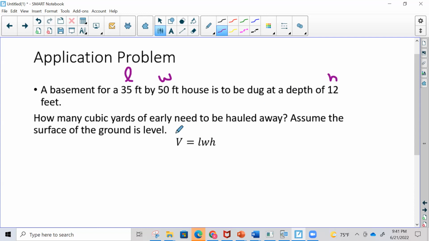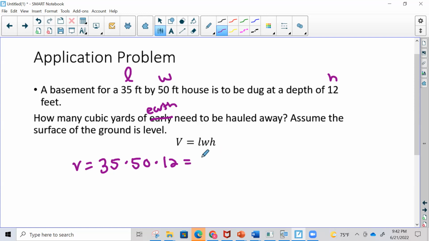How many cubic yards of, this should say earth, needs to be hauled away? Assume the surface of the ground is level. So you could convert each of these to yards and then calculate the volume, but it's actually quicker to calculate the volume first and then do the conversion. So the volume would be length times width times height.